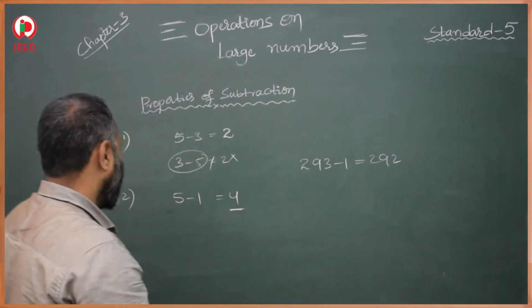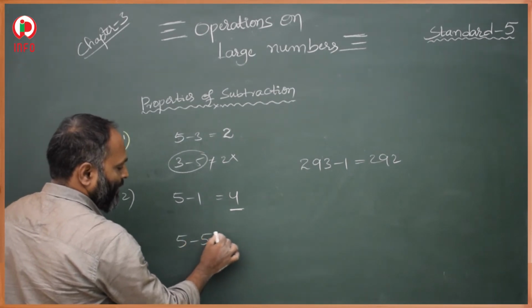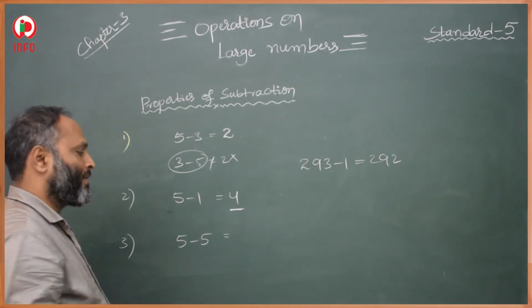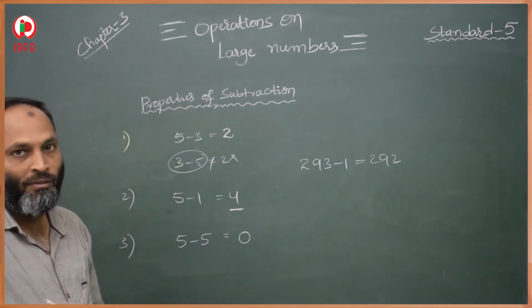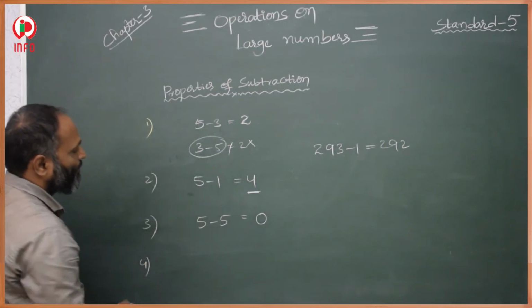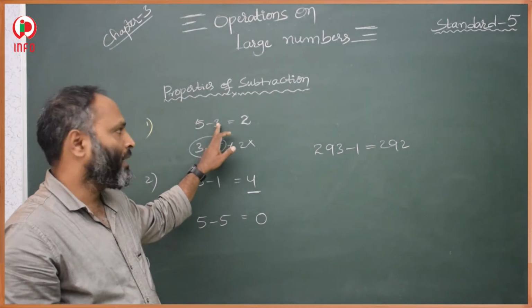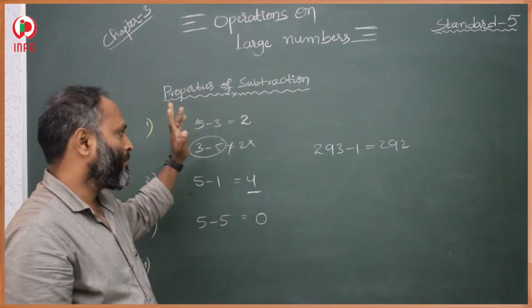Remember this. Third, the same number minus the same number, the number itself minus, what will we get? 0. So the fourth, there are 3 properties over. First property: the minuend minus the subtrahend is the difference. This order cannot be changed in subtraction.